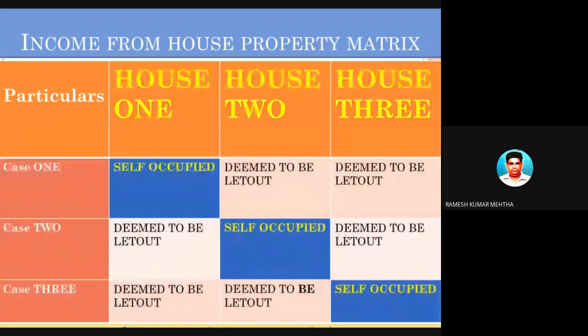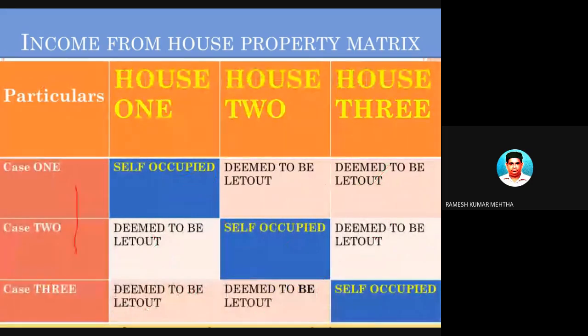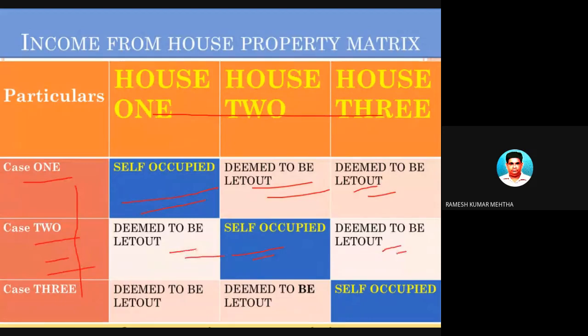The other way is to change the columns. Here I took houses here and cases here, or you can take it like this also: cases here and houses here. It doesn't make any difference. So when I write case one here, case two here, case three here: case one is house number one is self-occupied and the other two are let out. Case two is house two is self-occupied and the other two are let out. Case three is this one.